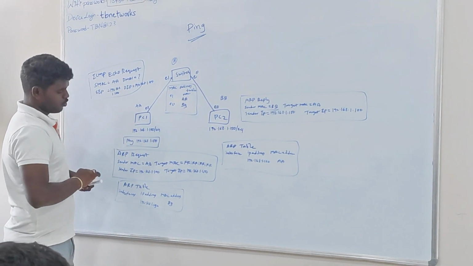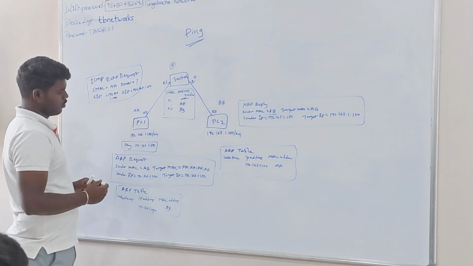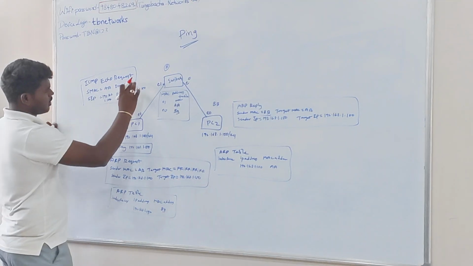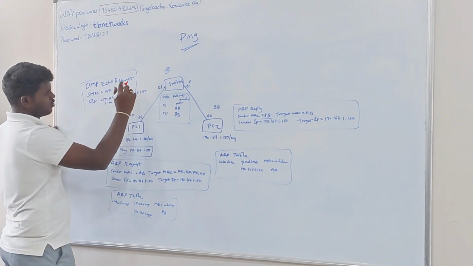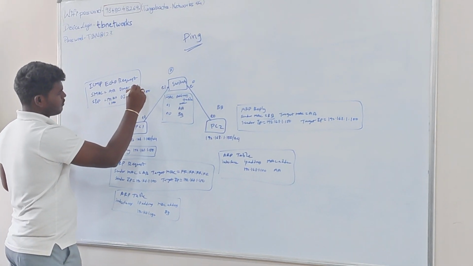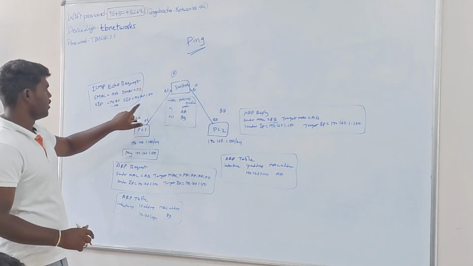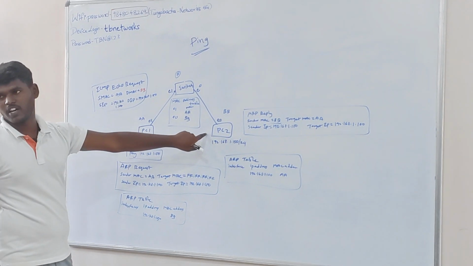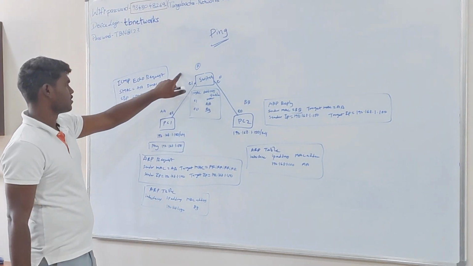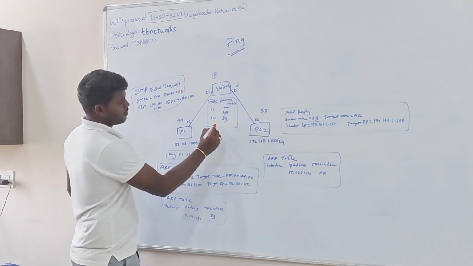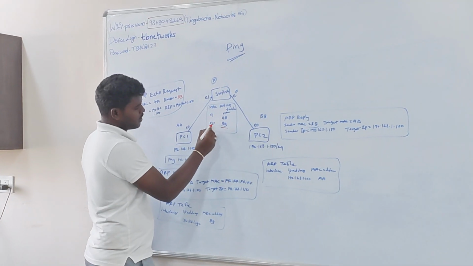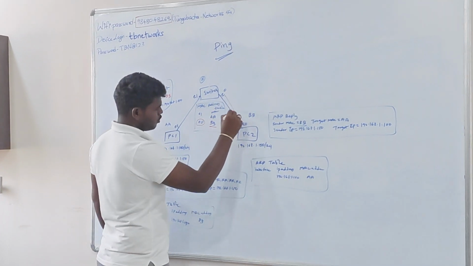Now PC1 knows the destination MAC. Now the ICMP echo request comes into the picture. Here the destination MAC will be BB. Now it goes to the switch. It verifies the destination MAC, because the switch understands MAC addresses. Here BB is in the MAC table, the interface is E0, so it exits through E0.